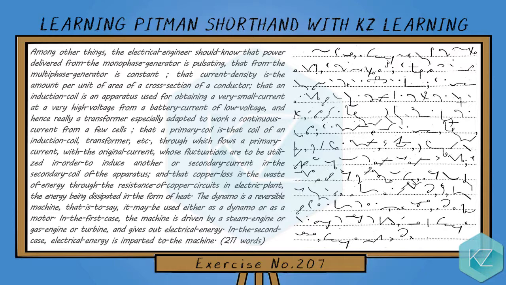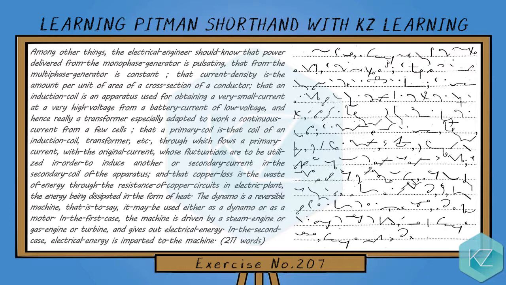induce another or secondary current in the secondary coil of the apparatus, and that copper loss is the waste of energy through the resistance of copper circuits in electric plant, the energy being dissipated in the form of heat.